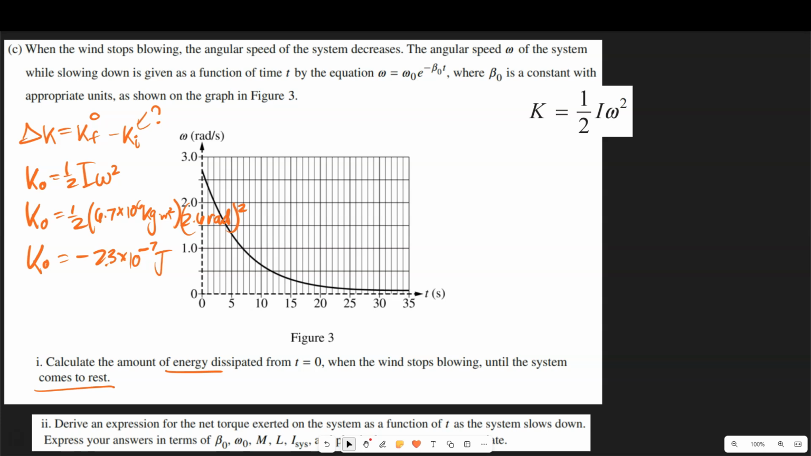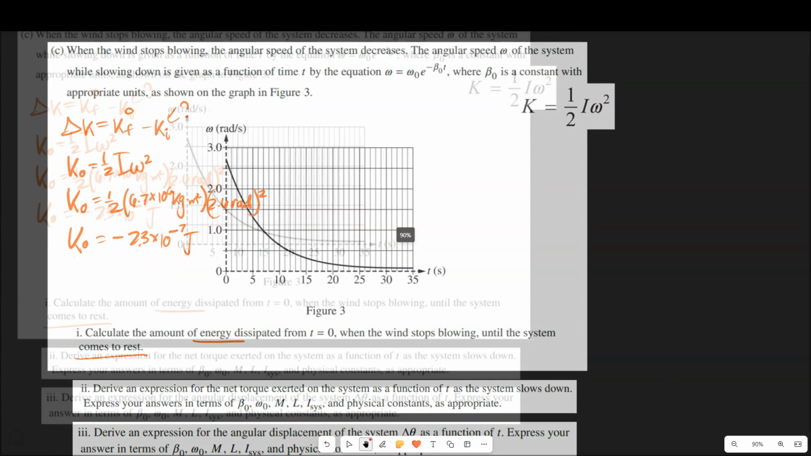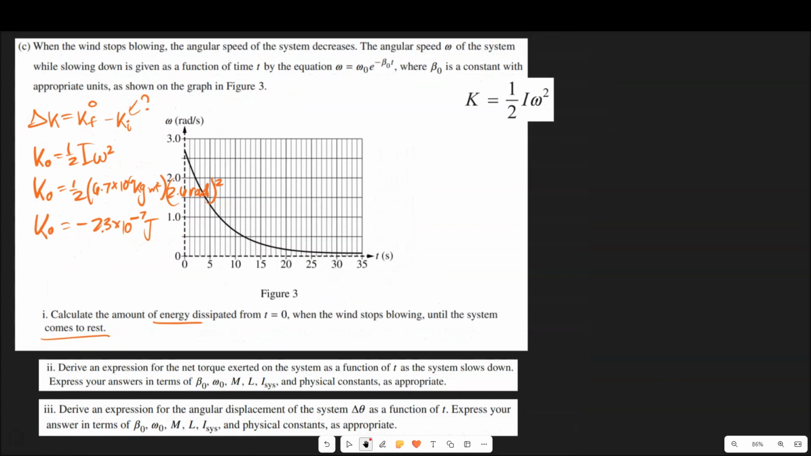It says derive an expression for the net torque exerted on the system as a function of t. Let me zoom out so we can read that. As a function of t as the system slows down. Express your answers in terms of these values right here. Okay, so what do we know? Well, we know that torque is equal to I times alpha. We now know what I is. We know what the I for the system is. But alpha, let's think about what that is.